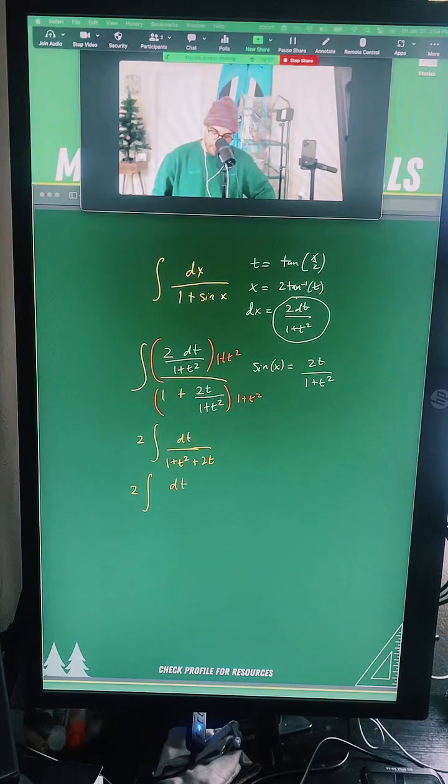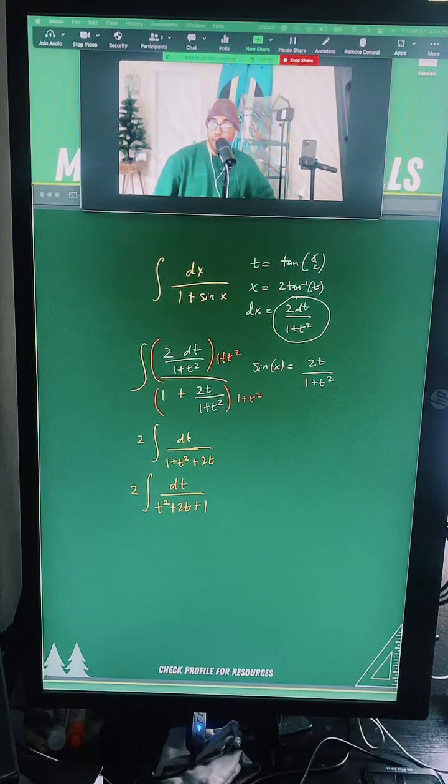As I'm doing that, I'm going to rewrite the bottom. This is going to be t squared plus 2t plus 1. So this is a very nice integral that we are probably used to seeing.